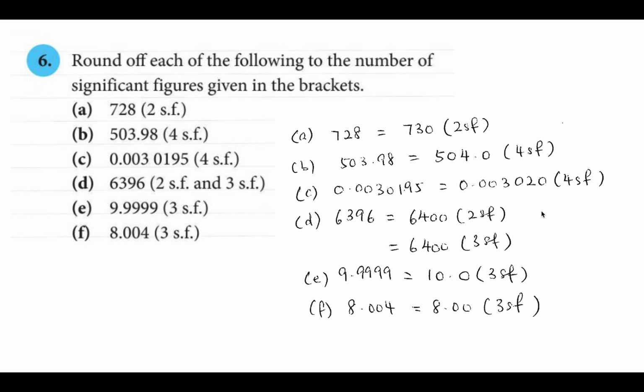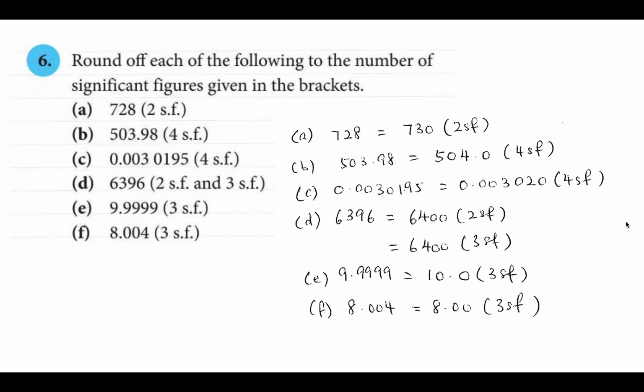Right, next one, part D. We want to round off to 2 significant figures and 3 significant figures. In this particular case, something interesting happened. We have 6,396. When we round off to 2 significant figures it is 6400, where 6 and 4 are significant. But when we round off to 3 significant figures, it also looks the same, 6400. However, the first 0 after the 4 is actually significant, whereas the last one is a placeholder.